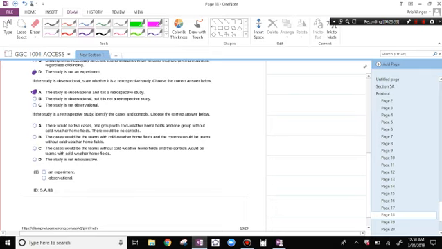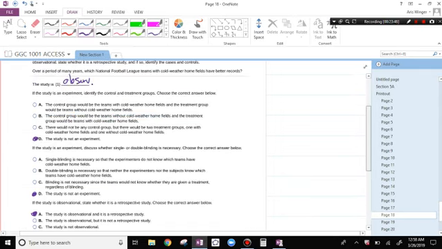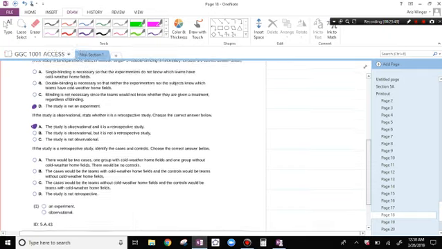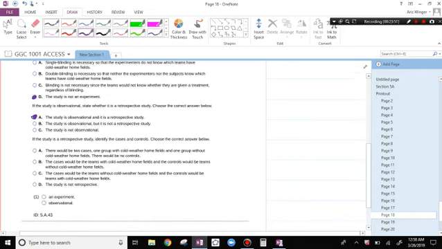The study is retrospective, so you're looking at cold weather teams versus non-cold weather teams. So then the cases would be the teams with cold weather home fields, and the controls would be teams without cold weather home fields.